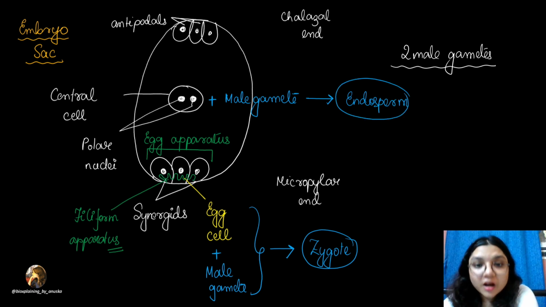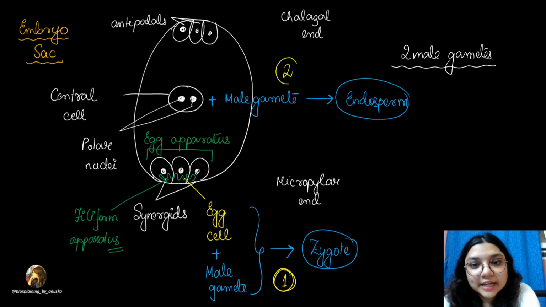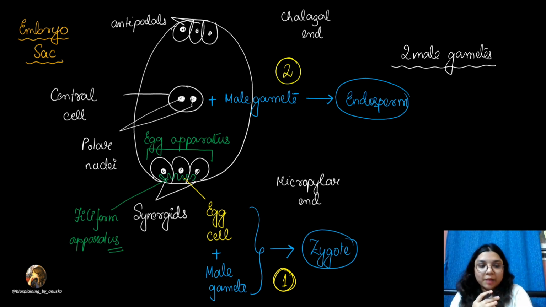Right? So there are two fertilizations happening. The first fertilization is when a male gamete fuses with the egg cell to form the zygote, and the second fertilization is when the other male gamete fuses with the central cell with the two polar nuclei, leading to the formation of the endosperm. Because two fertilizations are happening, we call this process double fertilization, right?